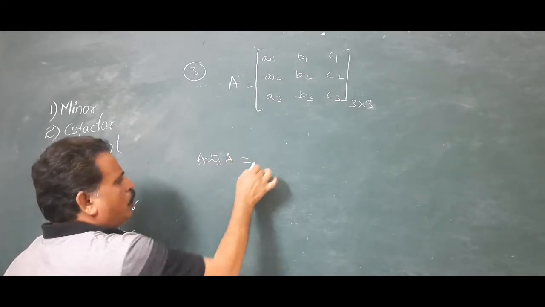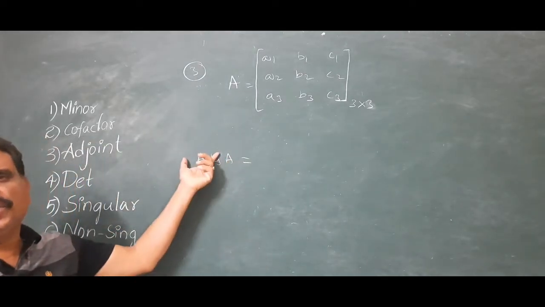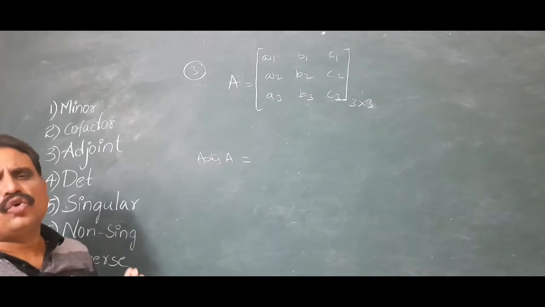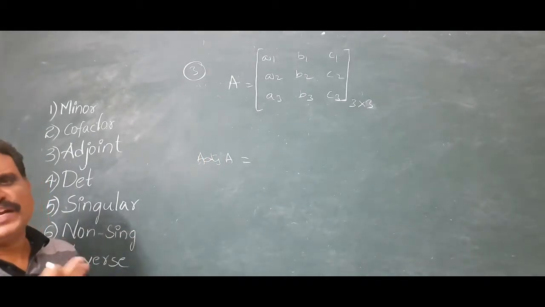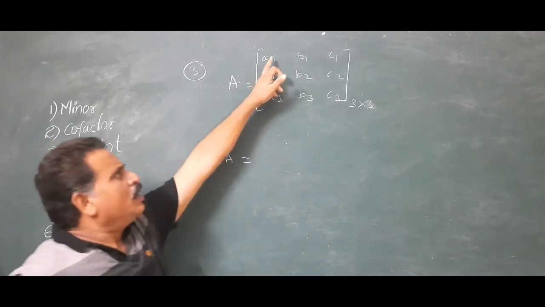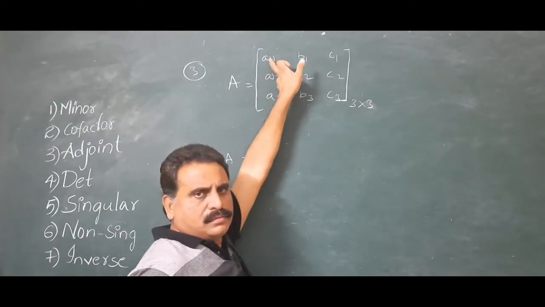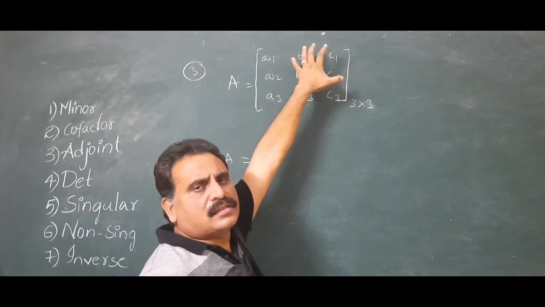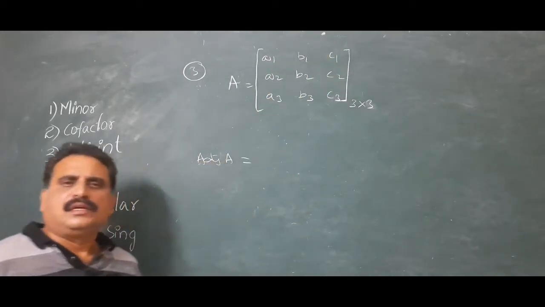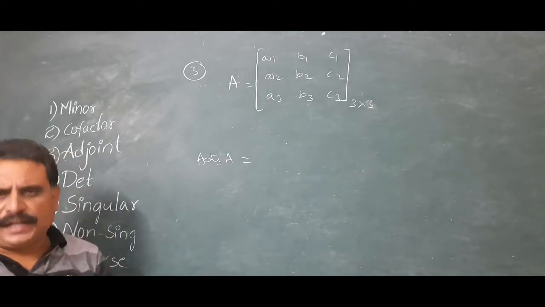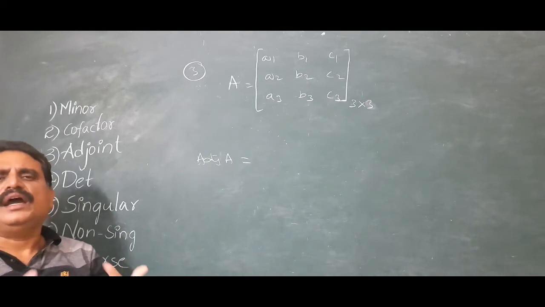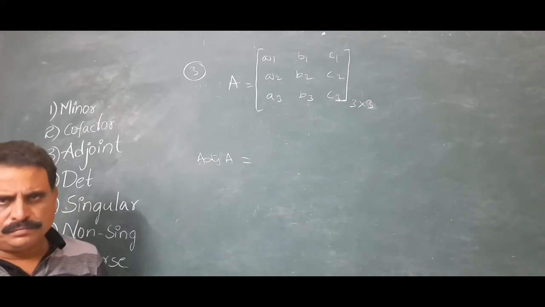Adjoint of A. That is the adjoint of A. First of all, we have to find the cofactor matrix. What is the cofactor matrix? The 9 elements are replaced by their cofactors. That is called the cofactor matrix. The transpose of the cofactor matrix is the adjoint of A.